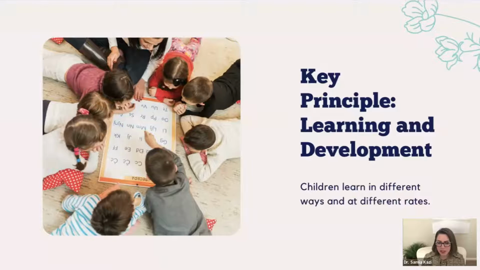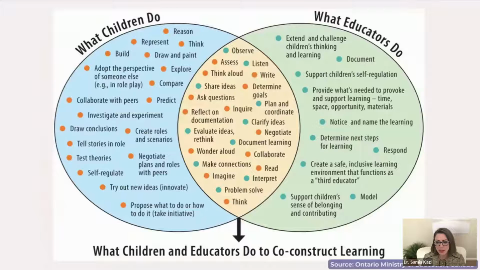And the final key principle is about the learning and development, which acknowledges that children learn in different ways and at different rates. So we have to think about all the different things that children could be doing, and all the different things that educators could be doing. So what do I mean by that? Let's take a look together at this Venn diagram.